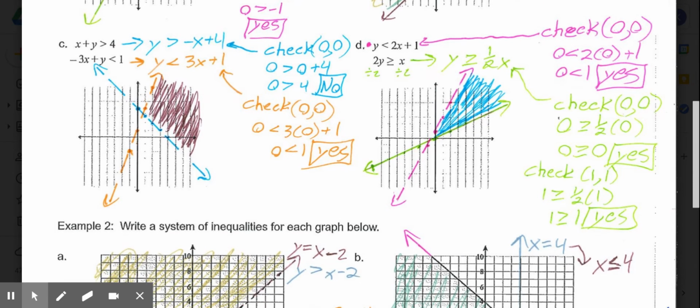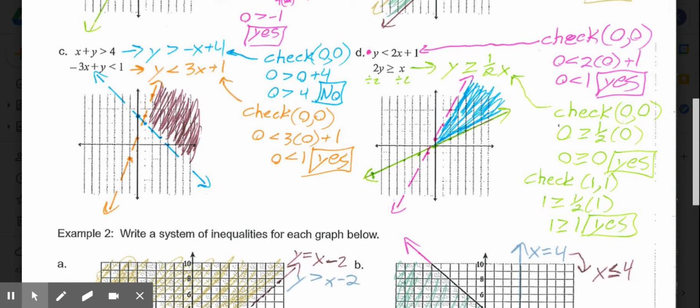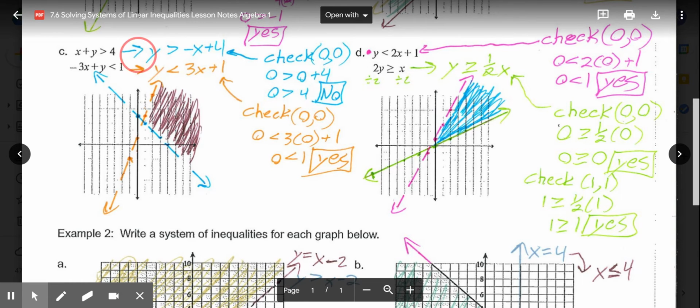So then C and D. In C, we have to rearrange into slope-intercept form. So the top equation, subtract x, and we end up with y is greater than a negative x plus 4. On the bottom, we're adding 3x to get rid of this negative 3x, so y is less than 3x plus 1.